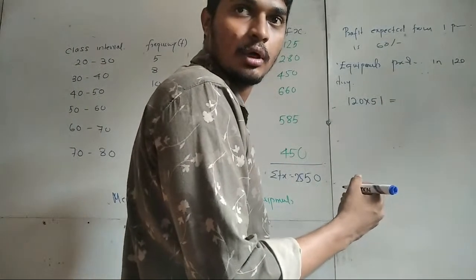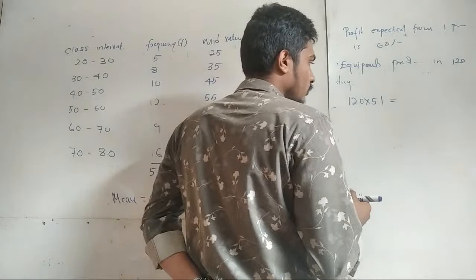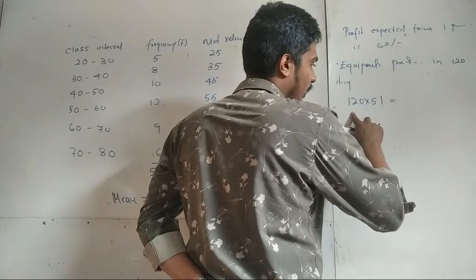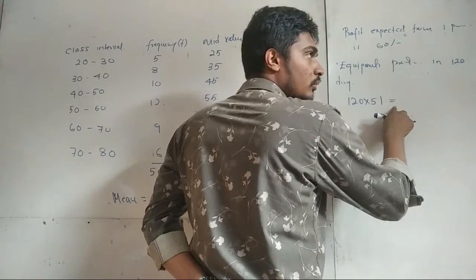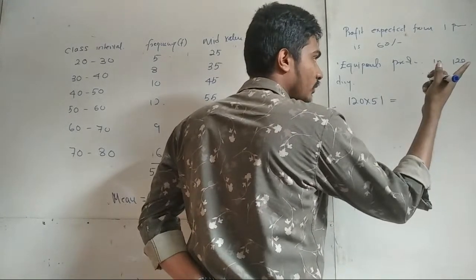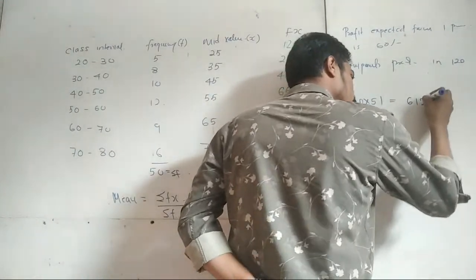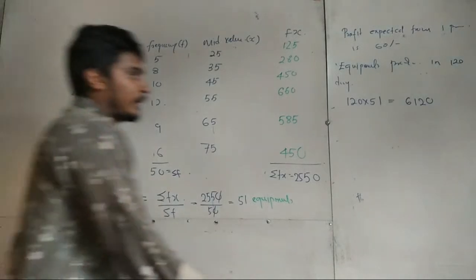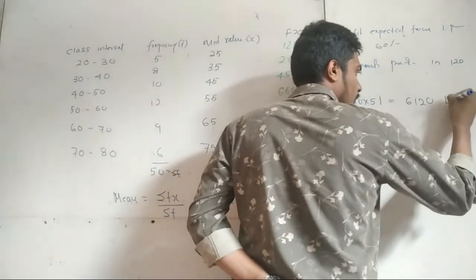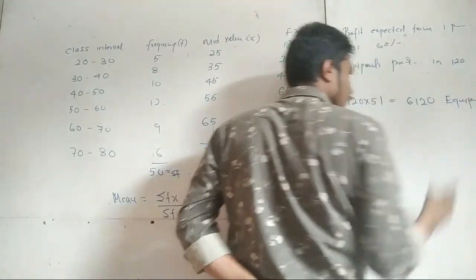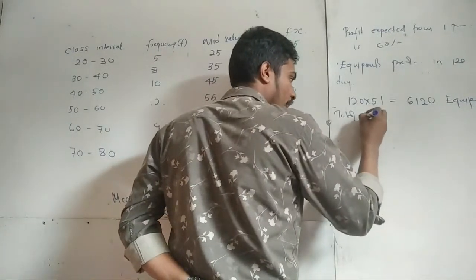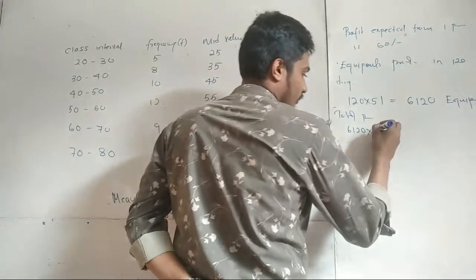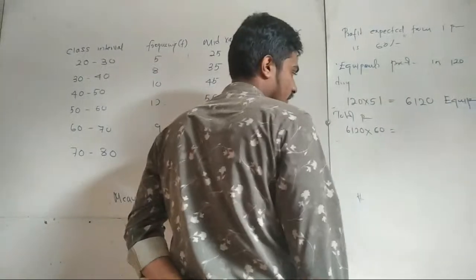6,120. How much? 6,000? Yeah, 12,000 divided by 2, 6,000 and then 120. Yeah, 6,120. Very good. Perfect. Right, so 6,120 what? Equipments, no? Total profit. 6,120 multiplied by 60. Very good.